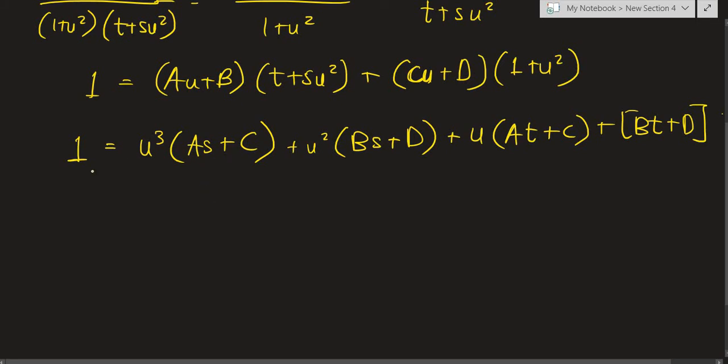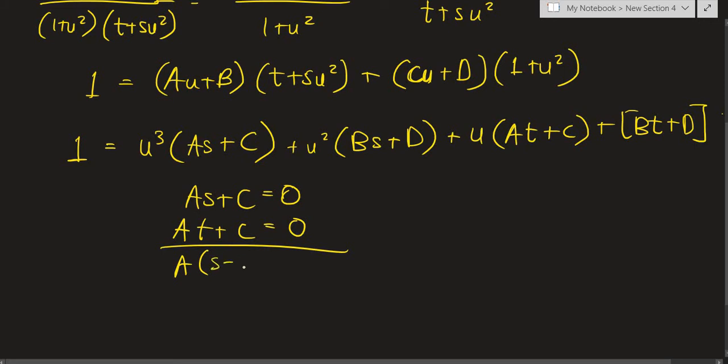Since there is no u cubed term on the left hand side, as plus c is also 0, and there is no u term on the left hand side, so this term at plus c should also be equal to 0. That means that a times (s minus t) is equal to 0 if we subtract the second equation from the first. Since s and t are parameters, we can't necessarily assign values to them directly. We can't just say that s is equal to t. That would be a special case of parameters, and let's not deal with special cases just yet. So s is not equal to t, so s minus t is not equal to 0. That means a has to be equal to 0.